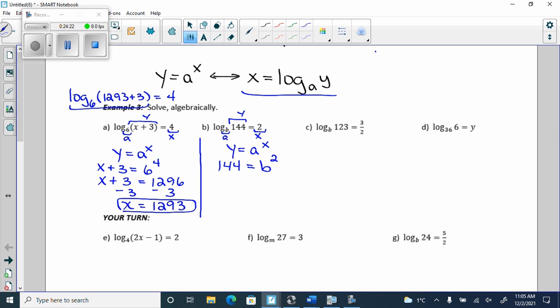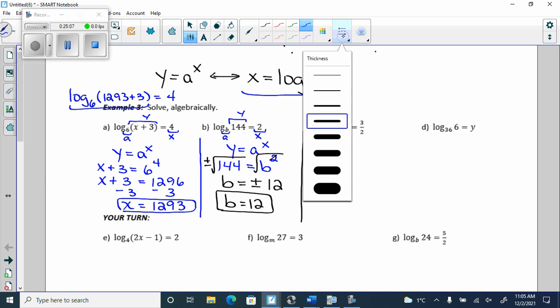How do I get b by itself? Square root it. Just plus or minus. So b equals plus or minus 12. What's the catch? Yeah, your base down here can't be negative, correct? So b equals 12 is the only one that works. The next one, the b is in my base. The variable's in my base, so I have to convert to exponential. It's not an option.